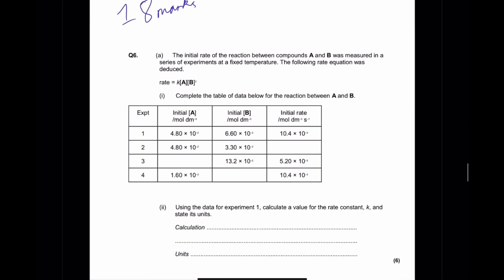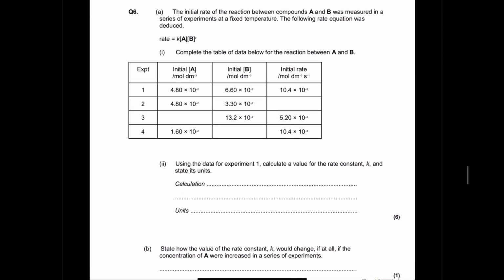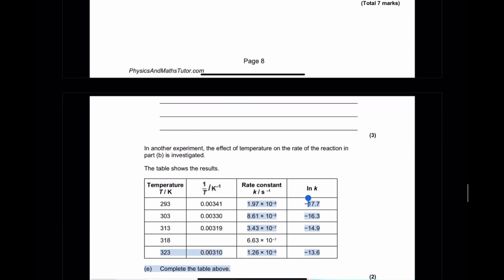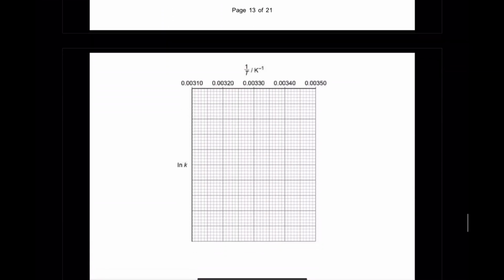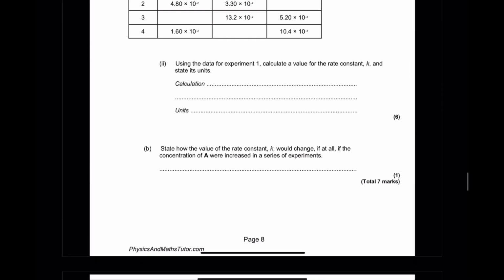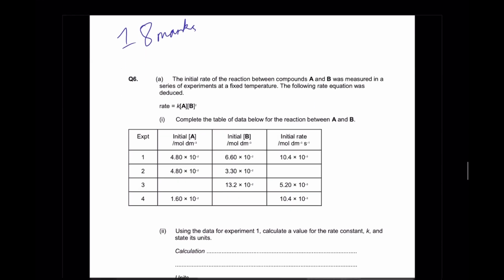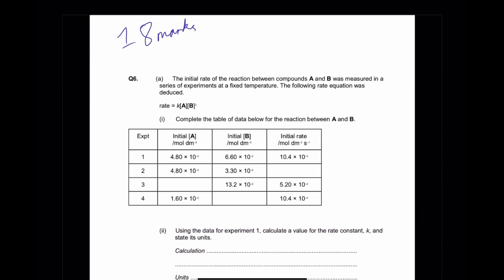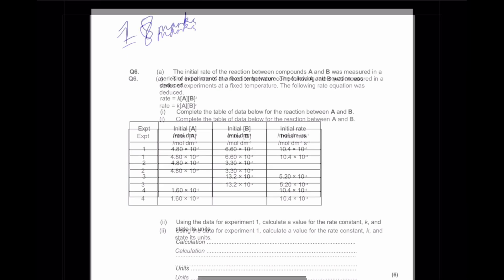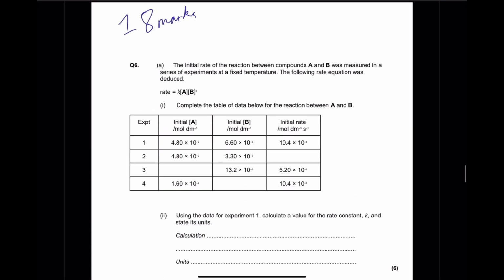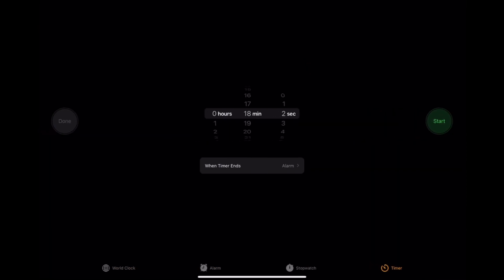So the initial rate of reaction between compounds A and B. I'm going to read out the question, but I'm also going to show it to you here. That's 18 marks worth of questions. Pause the video now and try and answer the questions, and then I'll go into it. Alright, so hopefully you had enough time to read over those questions and do them. I'm now going to set a timer and try and do it myself.